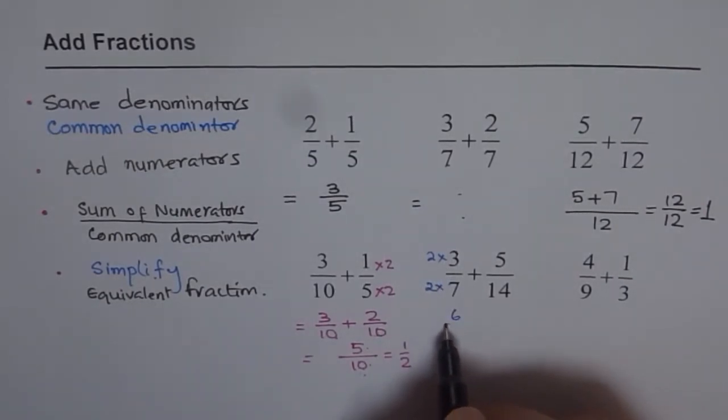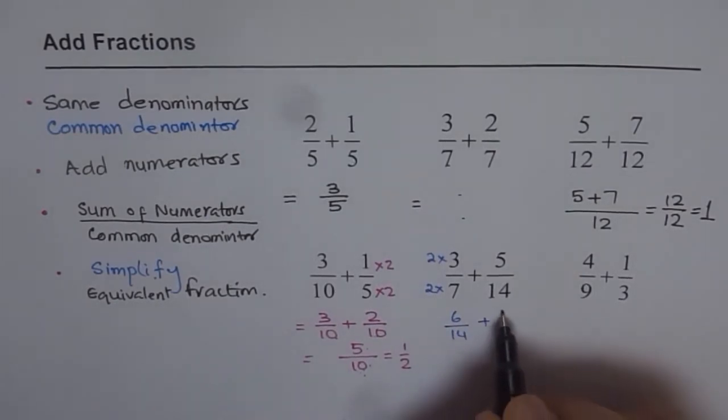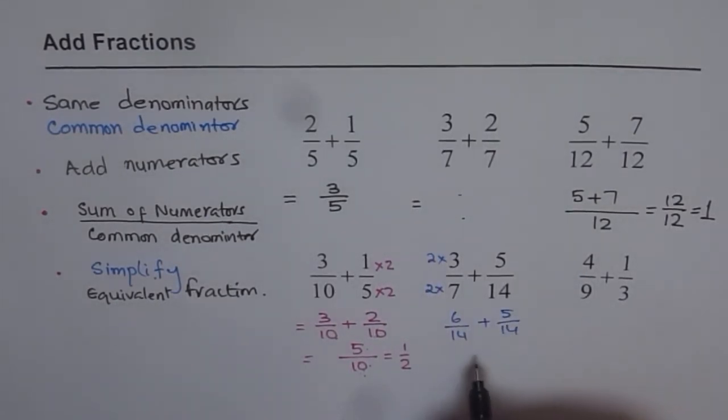So you get 6 over 14 plus 5 over 14, right? Now you can write down your answer as denominator of 14 and numerator of their sum, 6 plus 5. 6 plus 5 is 11. Now can you simplify this? No. So leave it as such. That becomes your final answer.